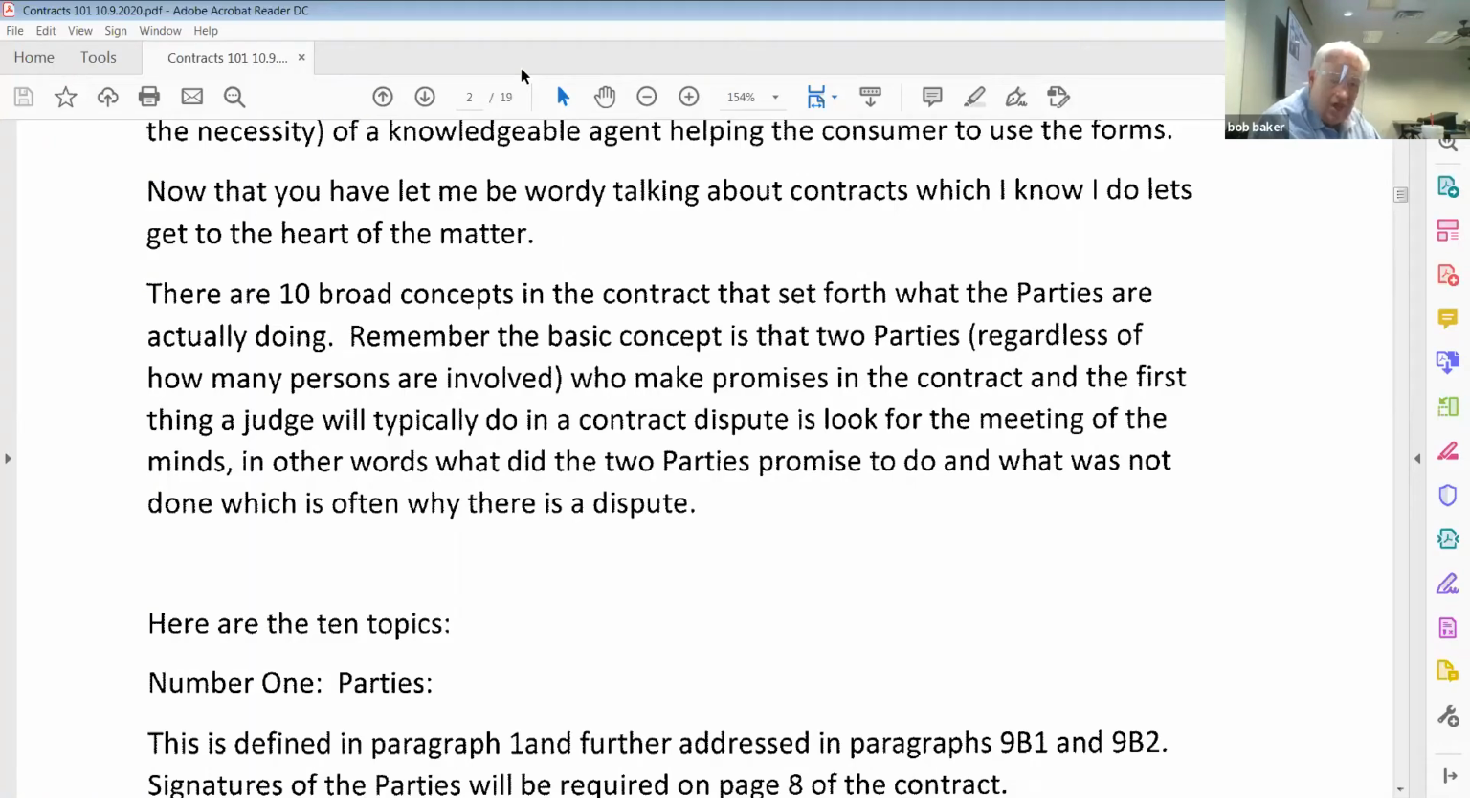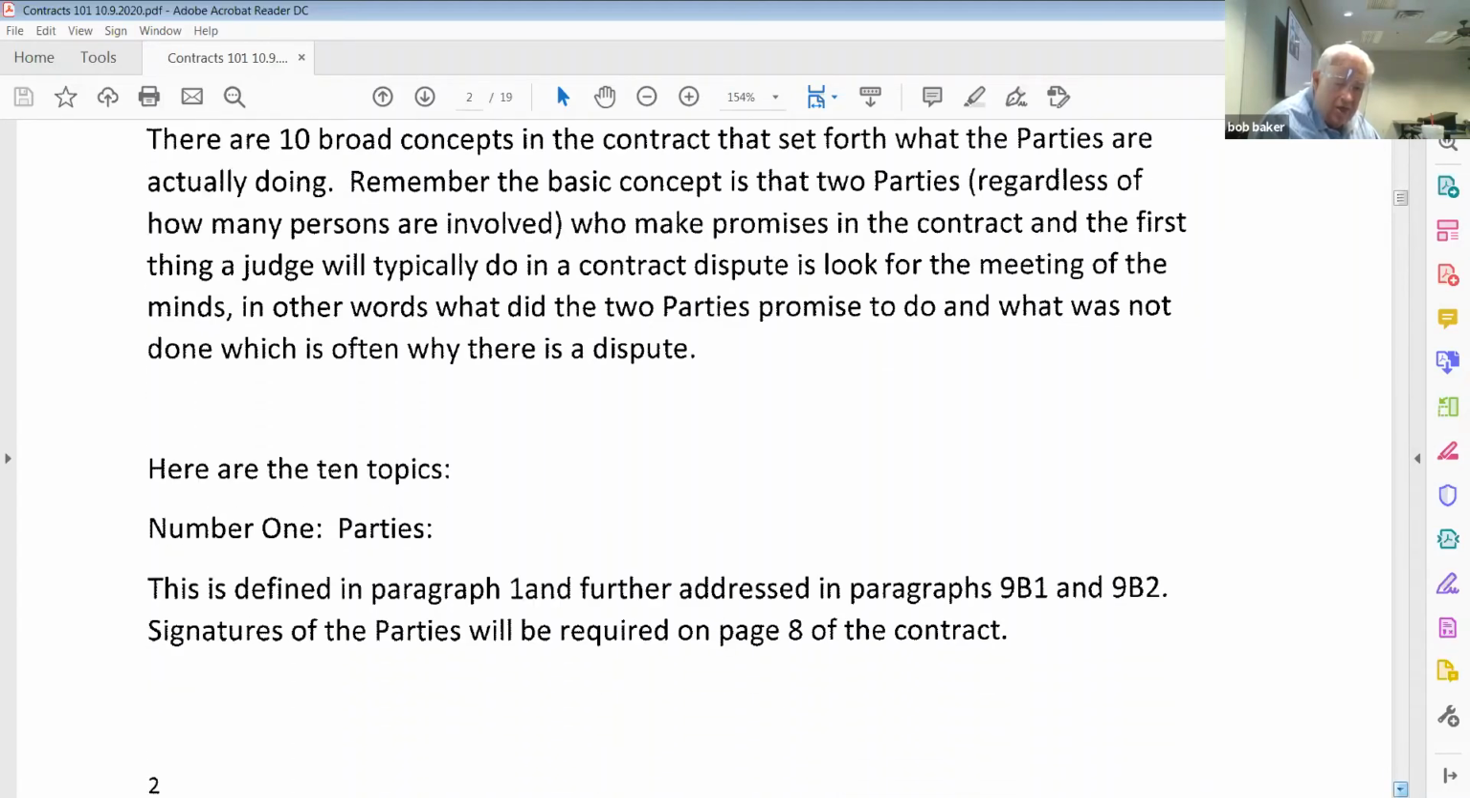And so we've got the 10 topics, and I have 22. I have them cleverly numbered 1 through 10. It took me a while to work that out, but I think it's pretty good. So number 1, and you would expect this to be number 1, is the parties. And we look at how we address the parties in the contract, and clearly parties are defined in paragraph 1. And when we say parties, there are only 2 parties.